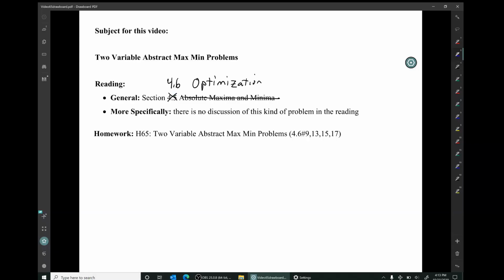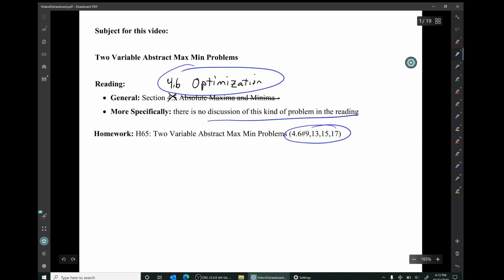In this current video, I will present examples that are optimization problems of a different type from the ones that were presented in the previous video. In this video, the examples will be two-variable abstract max-min problems. This material is from section 4.6, optimization. But there is no discussion of this kind of problem that we'll do in the video today in the reading. The corresponding homework is this collection of 4 exercises.